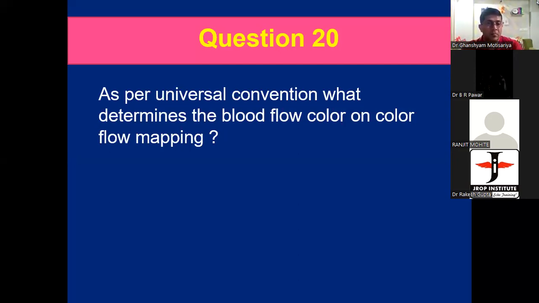Yes, sir. Good evening. As per universal convention, what determines the color of blood flow on color flow mapping? Flow which is coming towards the probe is colored red and going away is colored blue. Good, good. And this is known as BART, blue away, red towards. BART. Yes.